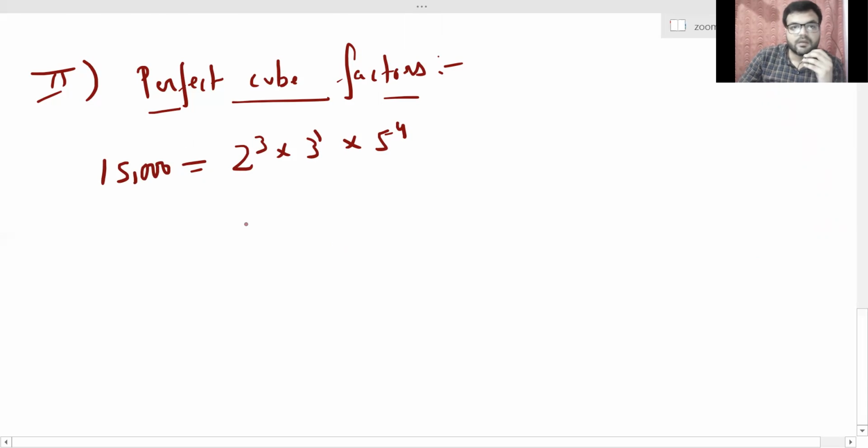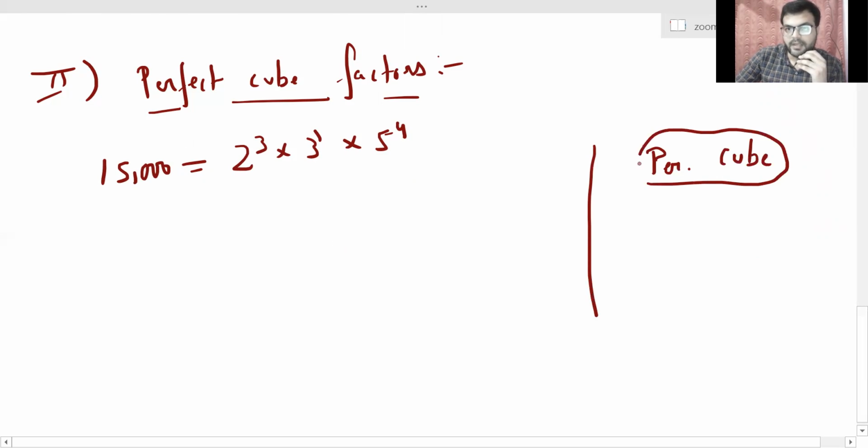Here, for finding the perfect cube factors, first of all let me tell you that if a number is a perfect cube, then if you convert that number into its prime factor format, suppose I have this 1000.